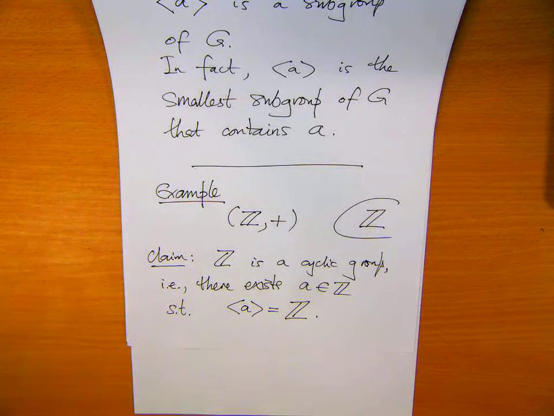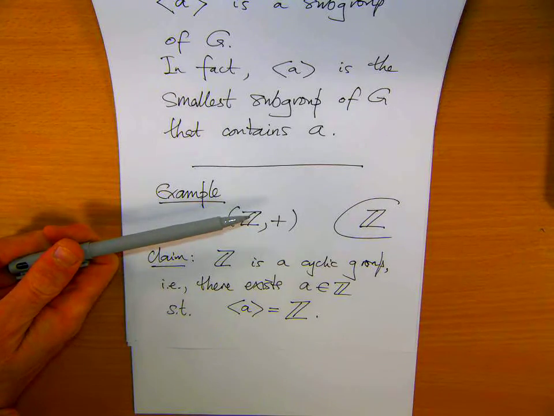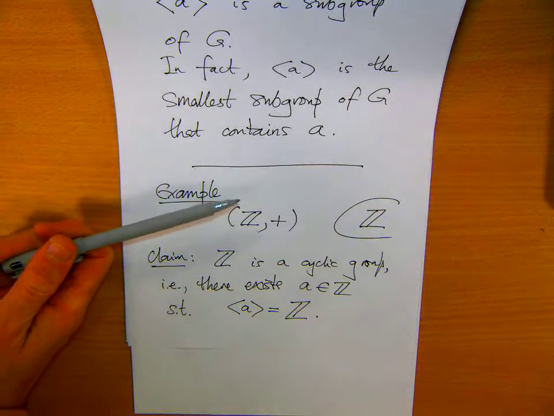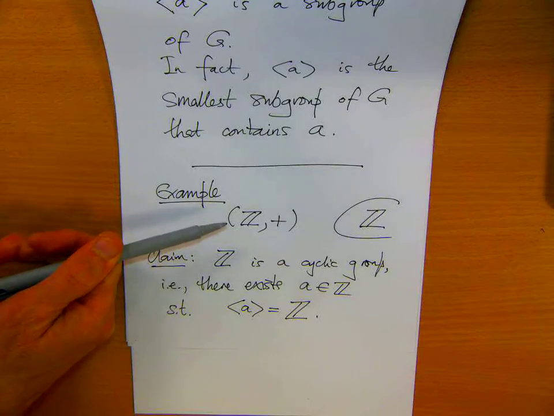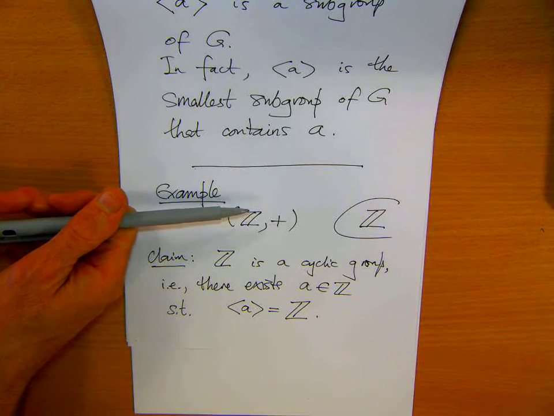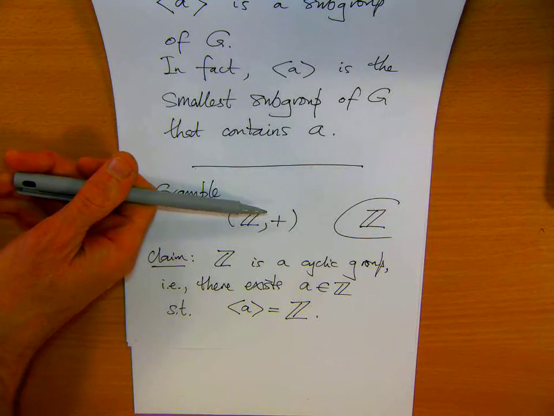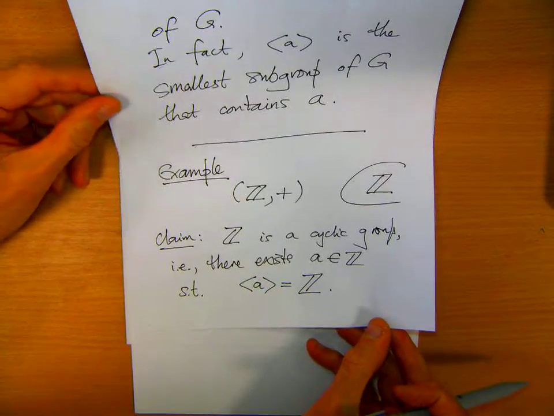How do I generate the integers from one element? We've got to be slightly careful here because we're using additive notation. And this is a possible source of confusion. In general, when we're talking about groups, we tend to use multiplicative notation, okay? But if the group is something like the integers where the binary operation's addition, we're not going to suddenly start using multiplicative notation because that would be very, very, very confusing. So we're using additive notation, so we've got to be careful about what powers mean. And I'll just make this remark once and for all.